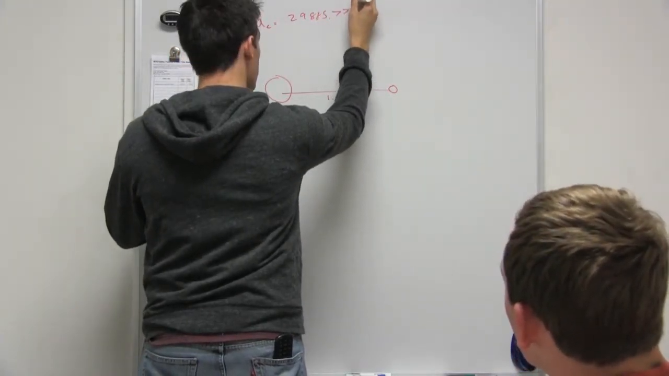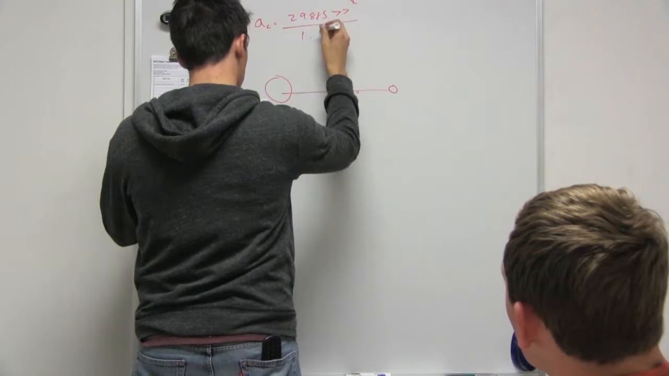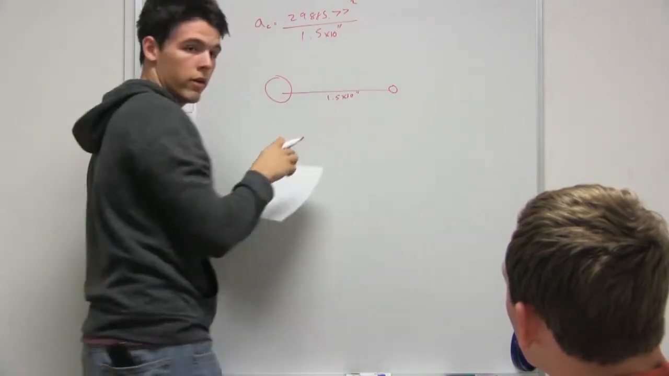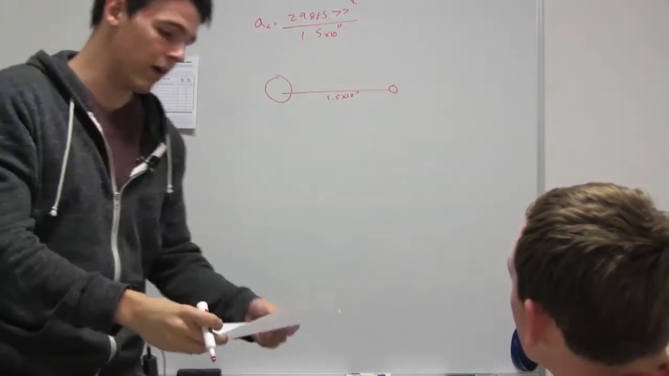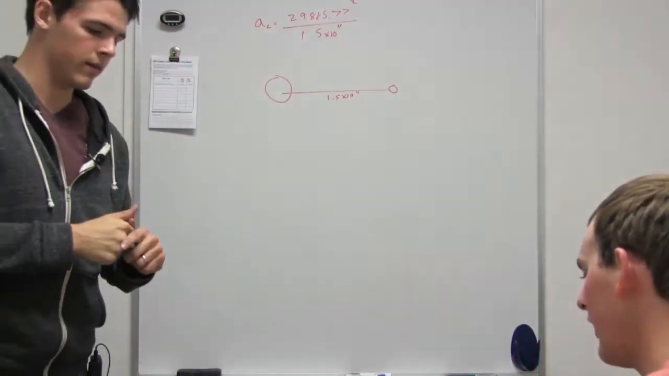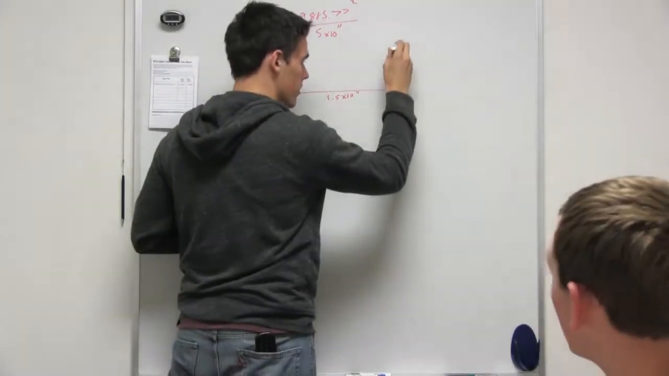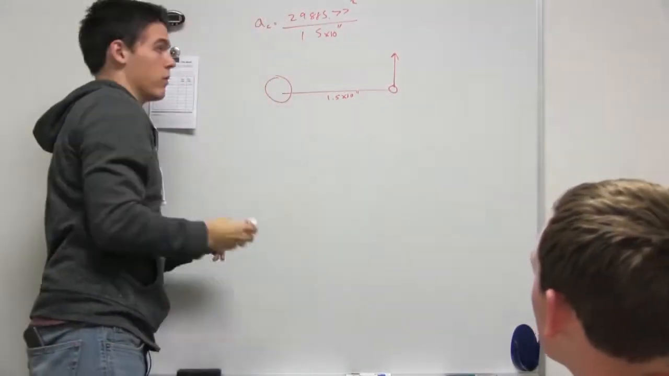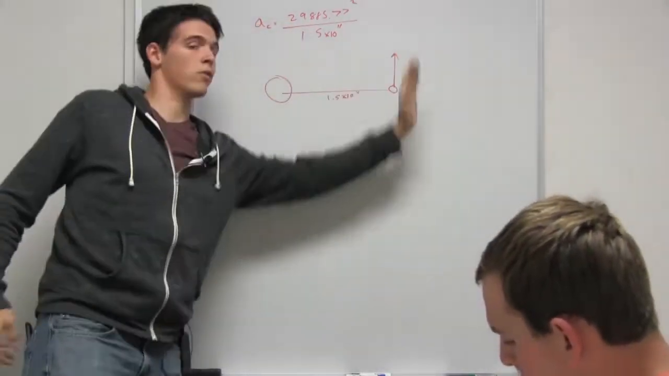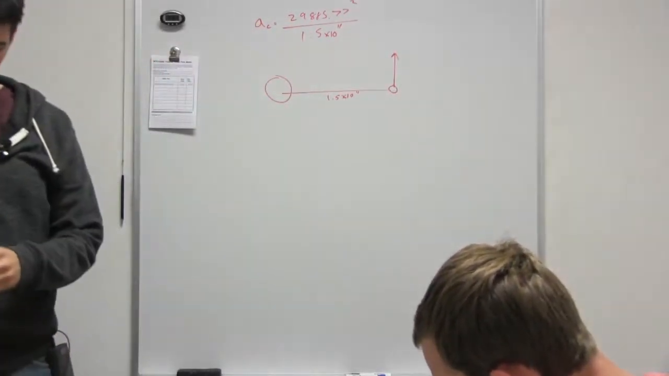29885.77 squared all over 1.5 times 10 to the 11th. That should get you your answer. Because you have it right here, the v squared over r. So that's going to be velocity going this direction times your r. And so that's what that velocity right there is, the v going in that direction.